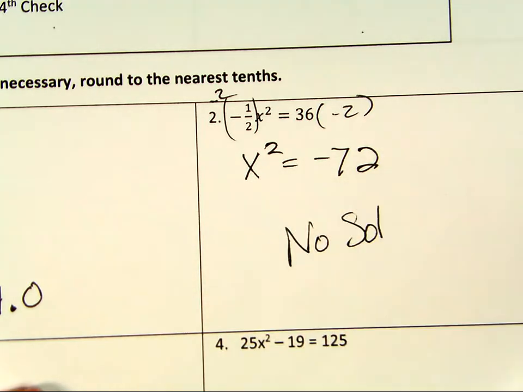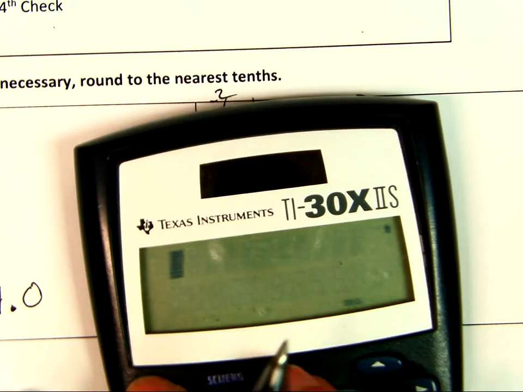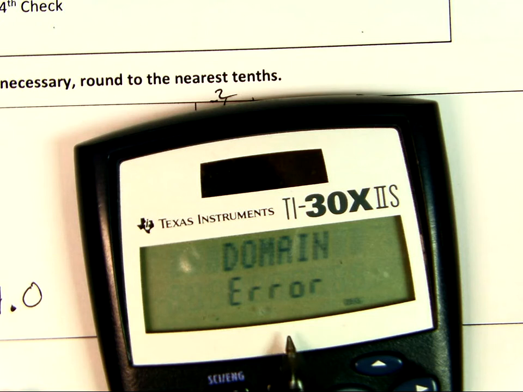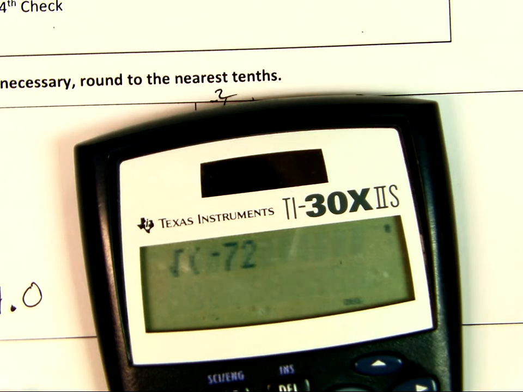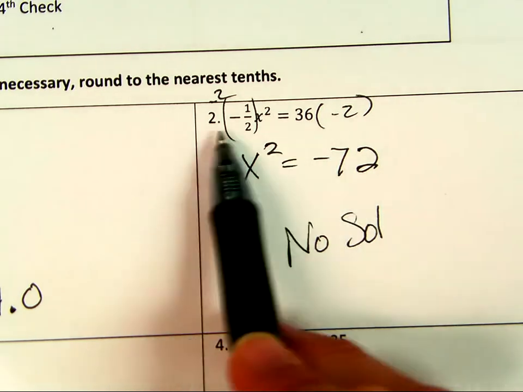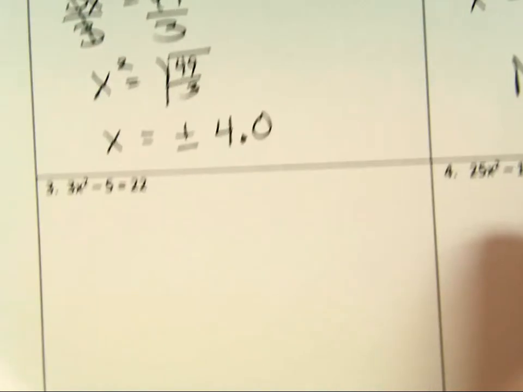If you put the square root of negative 72 in your calculator, you're going to get a domain error because it's not possible. So make sure you understand that that error doesn't mean you did something wrong. It means that there's no solution when you get to this point. Make sure that you double check your negatives always.